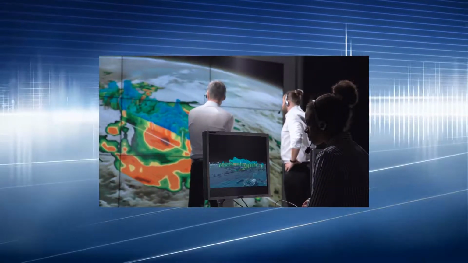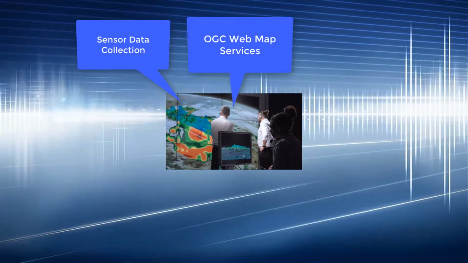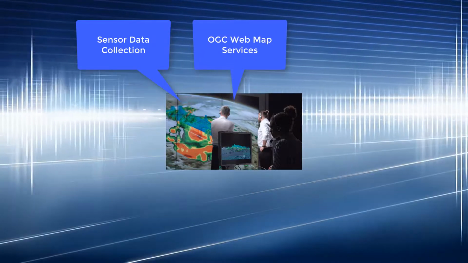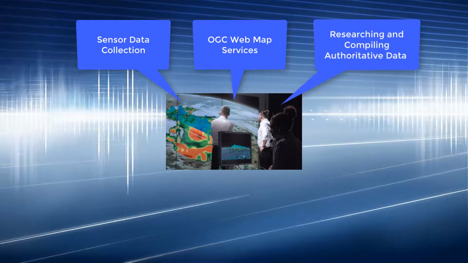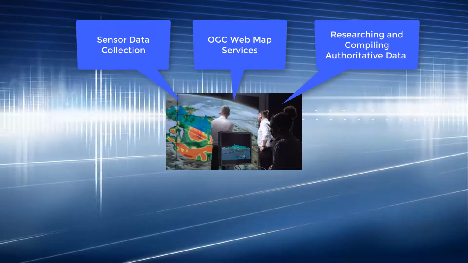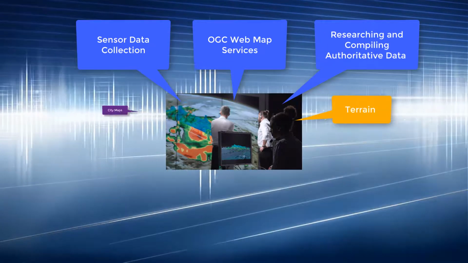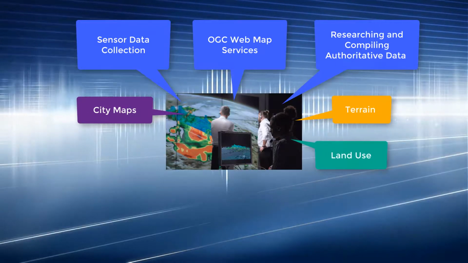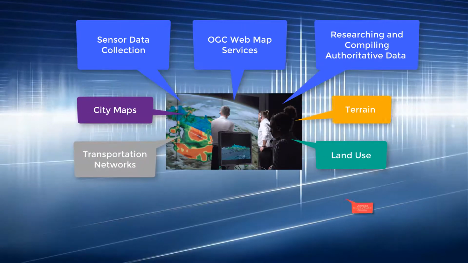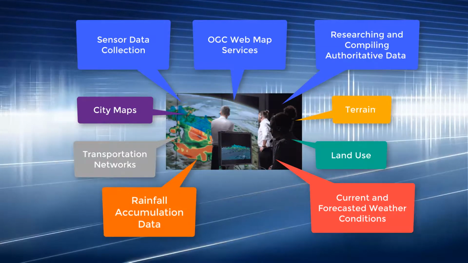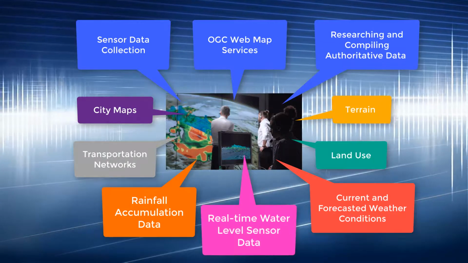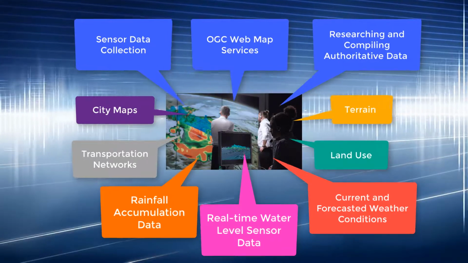Through the use of sensor data collection and OGC Web Map Services information, the emergency manager prepares for the upcoming flood by researching and compiling authoritative data about the terrain, city maps, land use, transportation networks, current and forecasted weather conditions, rainfall accumulation data, and real-time water levels from sensor data.